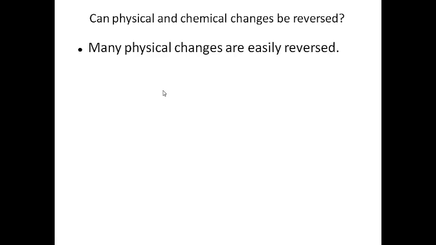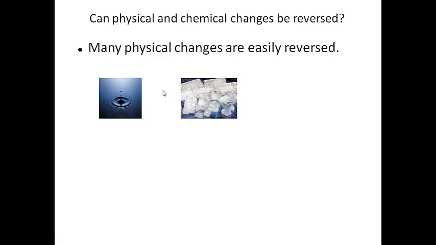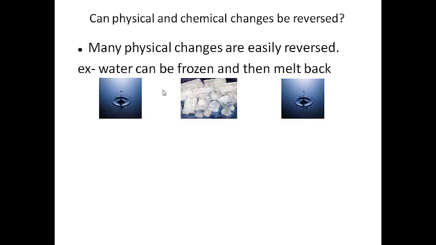Now, can physical and chemical changes both be reversed? Let's check that out. Many physical changes are easily reversed. For example, you have water, we freeze it into cubes or ice chunks, and you can thaw it back out again into water. Now that's a physical change from a state of matter, from a liquid to solid and back to a liquid. That is very easily reversed.